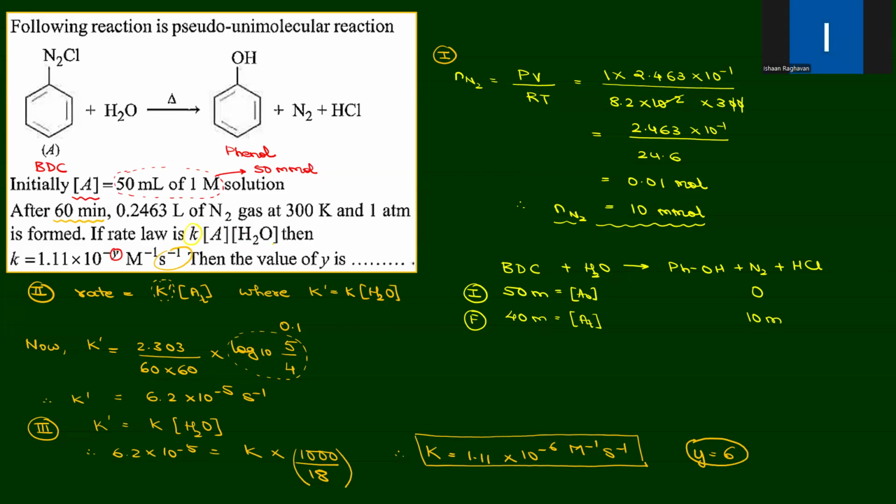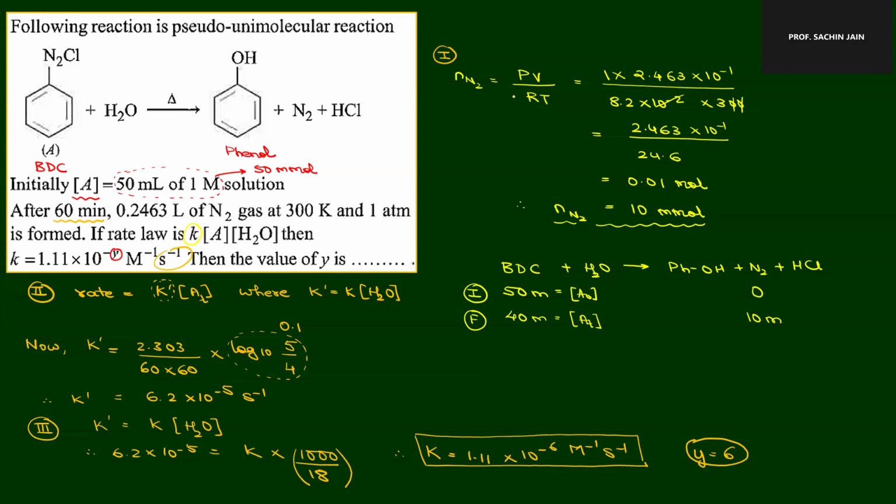So, I'm a little confused. What did they want us to find? Like what, K and K dash का difference? I didn't understand. The K value they have already given, 1.11 into 10 raised to minus some power. Yes, sir. We just have to find that power.